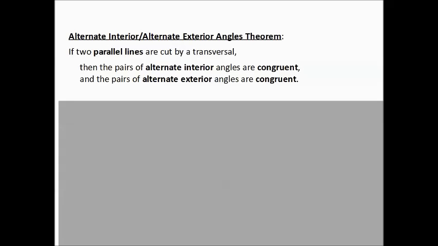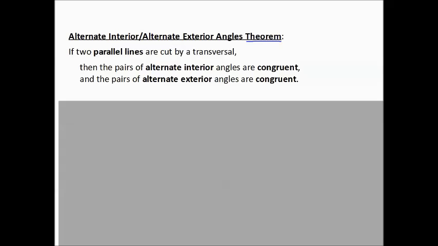Now, similar to the corresponding angles postulate, we have the alternate interior and the alternate exterior angles theorems. Now, why is this called a theorem and the other one is a postulate? Postulates are accepted without proof. Theorems must be proven. We'll get to a point in this year where you will be able to prove the alternate interior angles theorem.